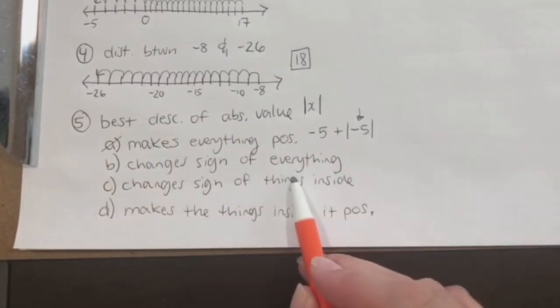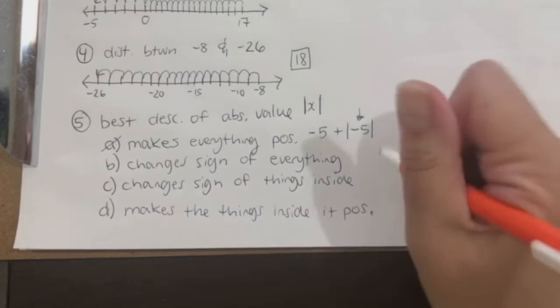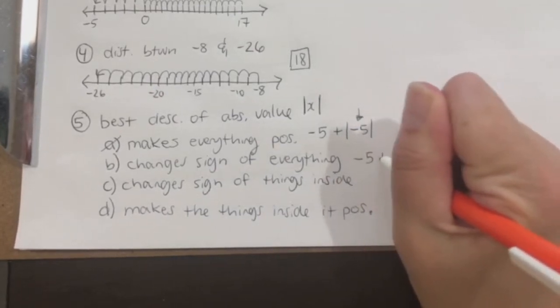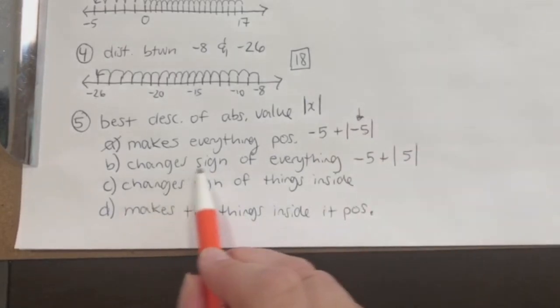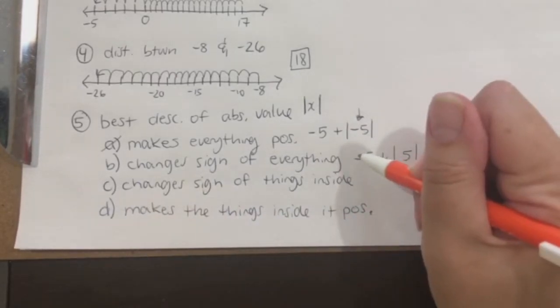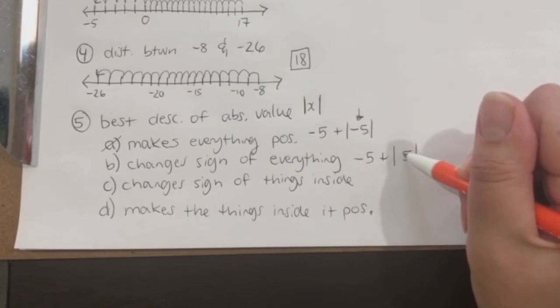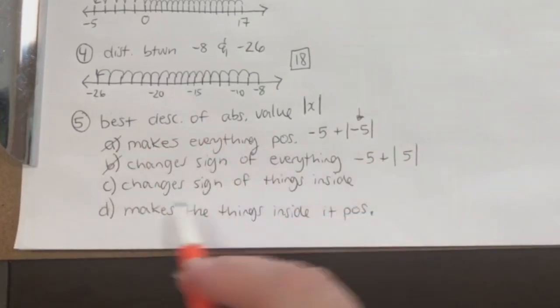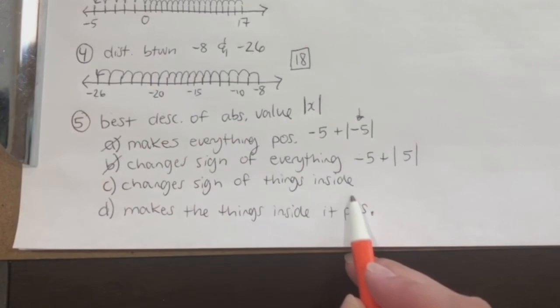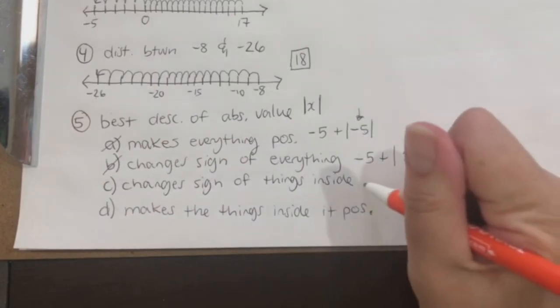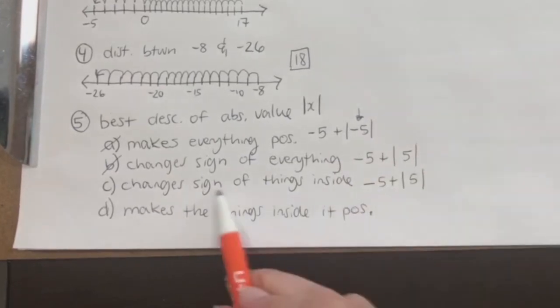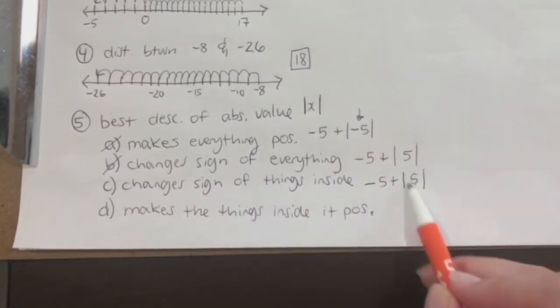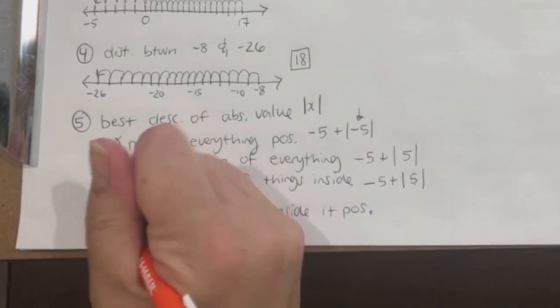Changes the sign of everything. Okay, so what if we had -5 plus the absolute value of +5? So if it changes the sign, then that would mean this would go positive and this would go negative. That doesn't make sense. Changes the sign of things inside. Okay, so now we're inside. So -5 plus absolute value of 5. If it changes the sign of just what's inside it, again, that still could make this negative, and that's wrong too.